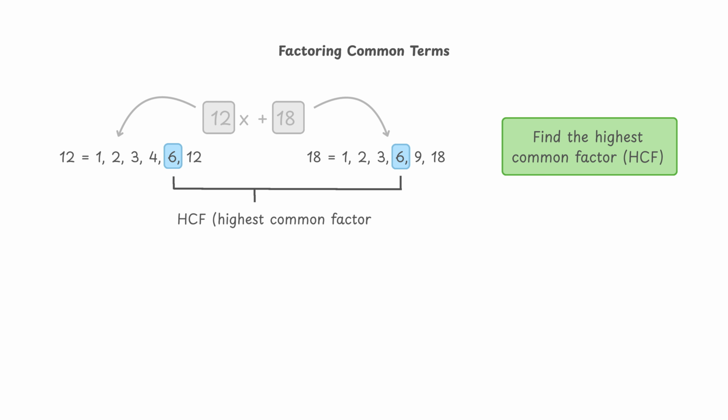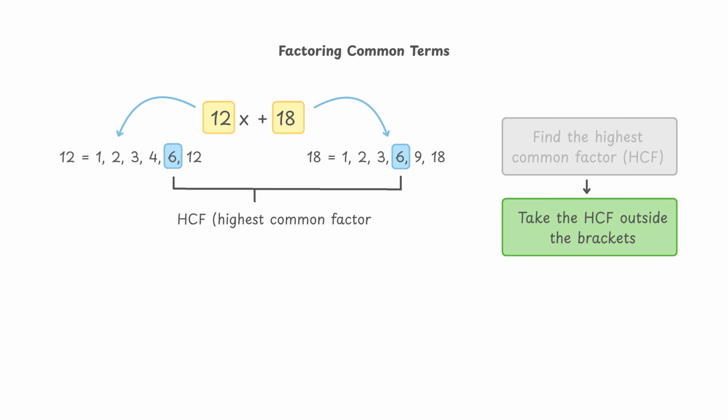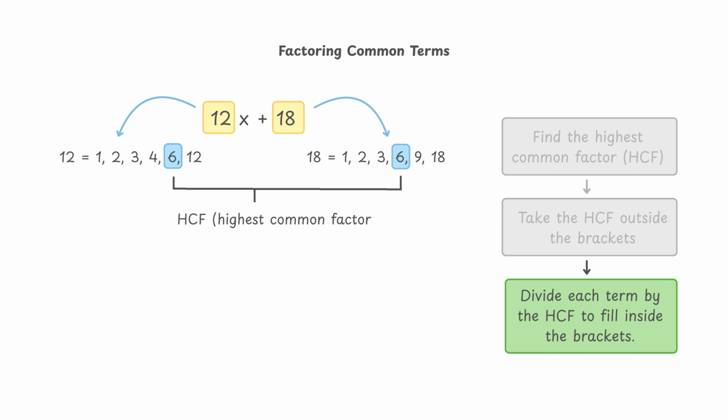That completes step 1. Step 2, take the HCF outside the brackets. So we write 6 followed by a bracket. Now the expression will look like 6 multiplied by something inside the brackets. Step 3, divide each term by the HCF. This is where many students make mistakes, so go slowly here.